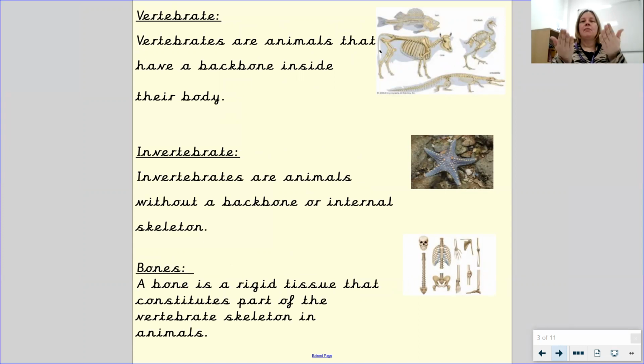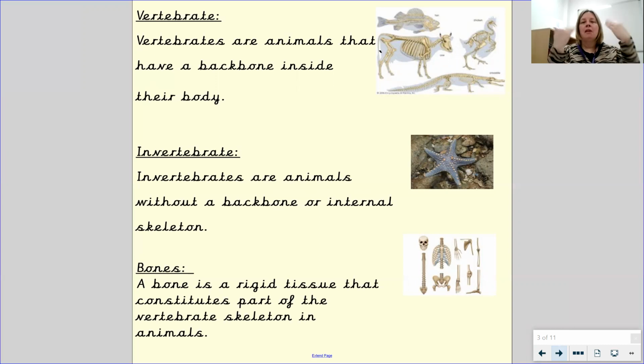Vertebrate. Vertebrates are animals that have a backbone inside their body. Invertebrate. Invertebrates are animals without a backbone or internal skeleton, like a starfish.